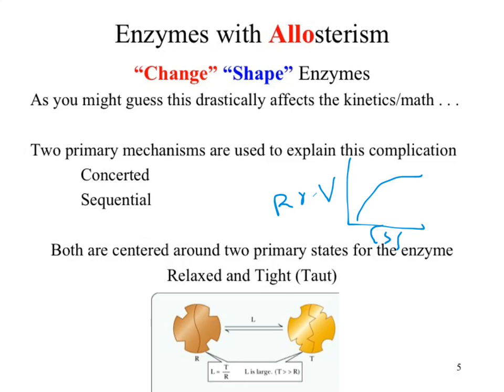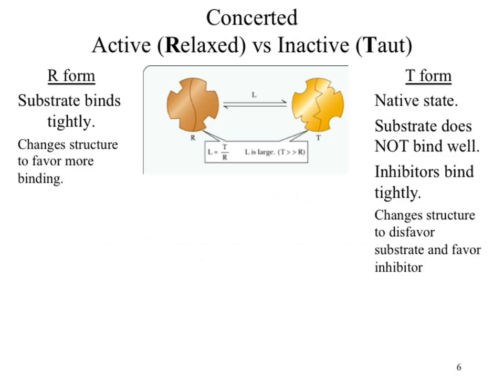So first we'll talk about our concerted model. We've got that active versus inactive state. In the active state, our R form, it's going to bind our substrate rather tightly, which is what we would need to generate products, or have a relatively higher substrate affinity. When that substrate binds, it's going to change the structure to favor more binding of substrate.